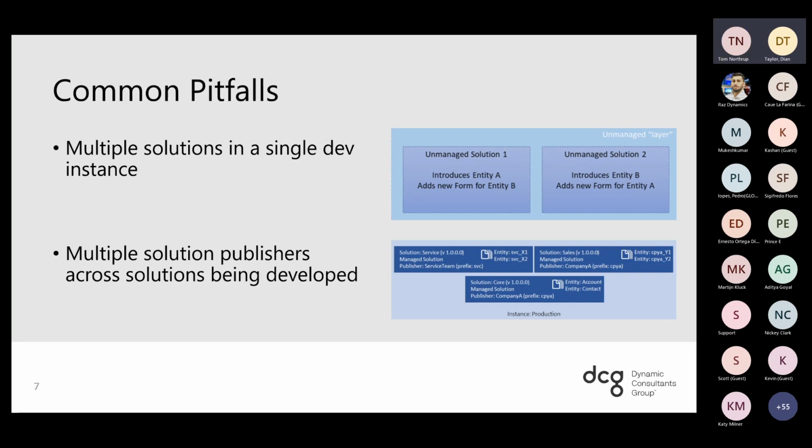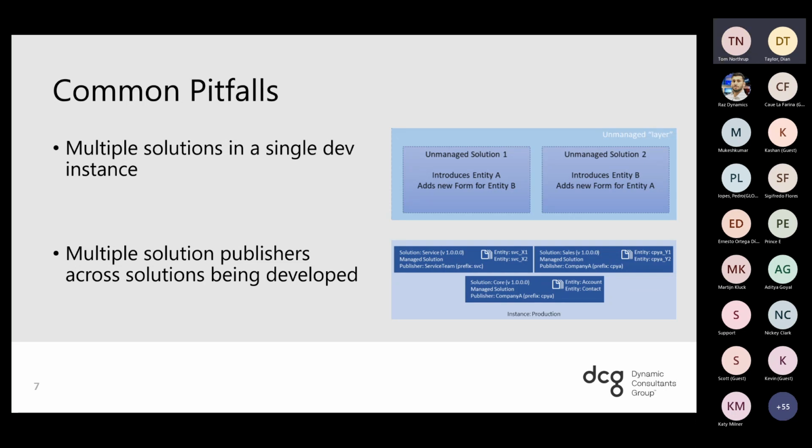And likewise for solution 1, if entity B doesn't exist in the target environment, it's going to fail on import as well. So that's what I mean by multiple solutions in a single dev instance. You can have hundreds of solutions in a dev instance. That's not the issue. The issue is if you're not managing those solutions or maintaining those solutions with some structure and rules, you're going to create dependencies between the solutions that'll cause issues in higher environments, moving from dev to QA to prod.